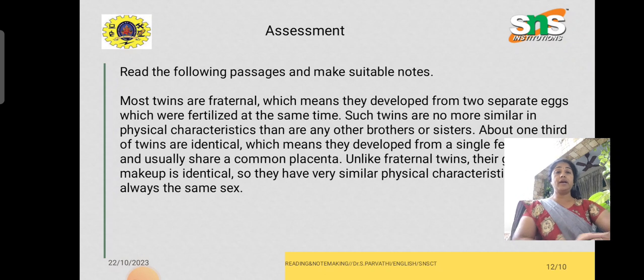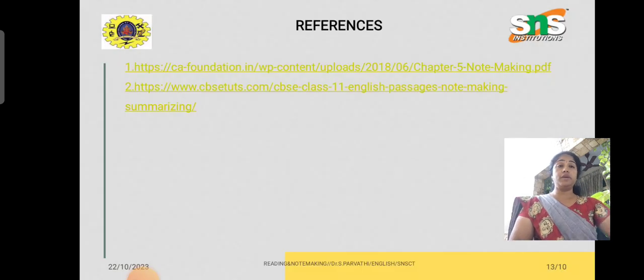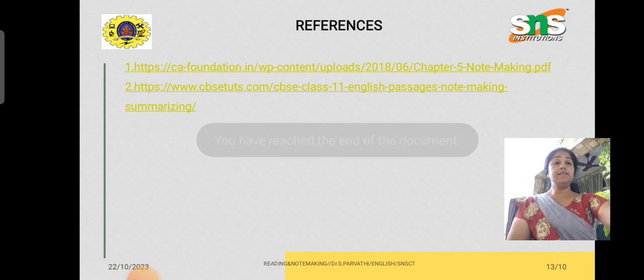Here I have given an assessment: read the following passage and make suitable notes. Whenever you have time, just read this paragraph and try to put it in the linear method of note making, and definitely it will be more useful for you to develop your paragraph in future. Yes, thank you.